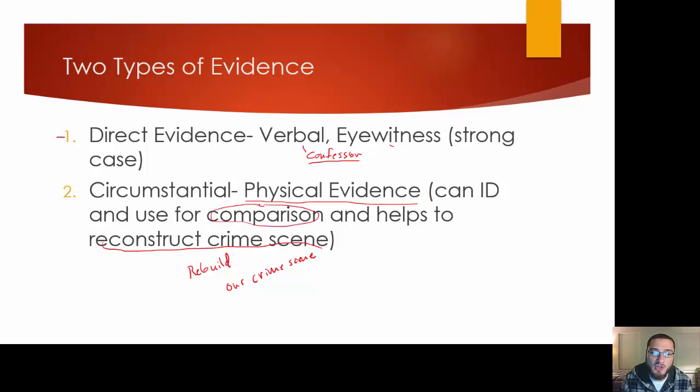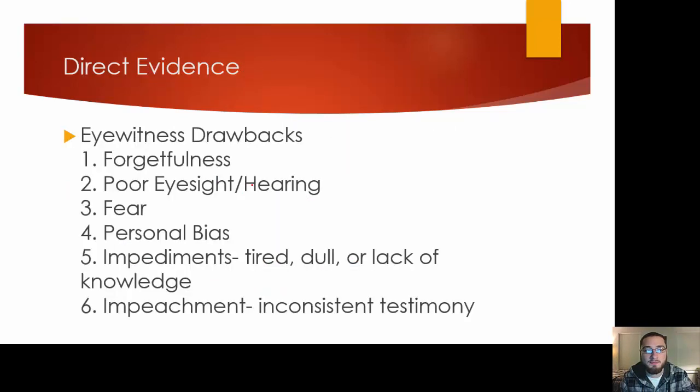So that's why we call it circumstantial. If you find a random knife, well, that might mean nothing to the case. It might mean everything to the case. It really depends on the circumstances. If the person wasn't stabbed, then finding a knife probably doesn't mean anything. So it's all about circumstances.